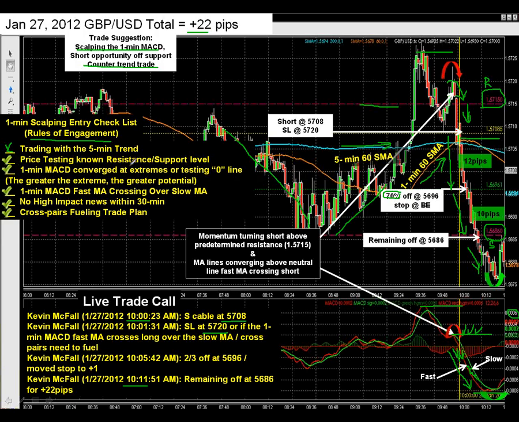But other than that, price was testing known resistance. MACD lines are converged right around the 0 line here. The fast-moving average was crossing over the slow-moving average. We confirmed that. We had no high-impact news coming out, and cross pairs were fueling this trade, which means we had the dollar Swiss moving long at the same time, and the sterling yen shorting, which helped encourage the cable to short. Okay, so that's that trade highlight.